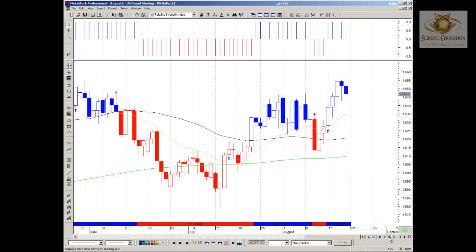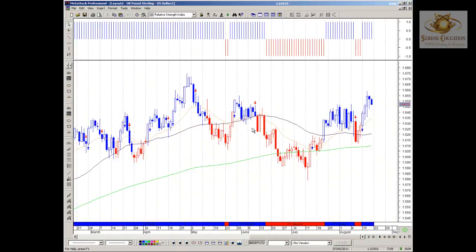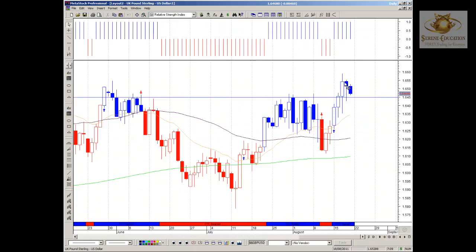Next up is sterling against US dollar. Here again, notice a price broke and closed above the 16.4500 mark, which happened to be a price support and resistance level not so long ago. Nice bullish up candle 2 days ago.